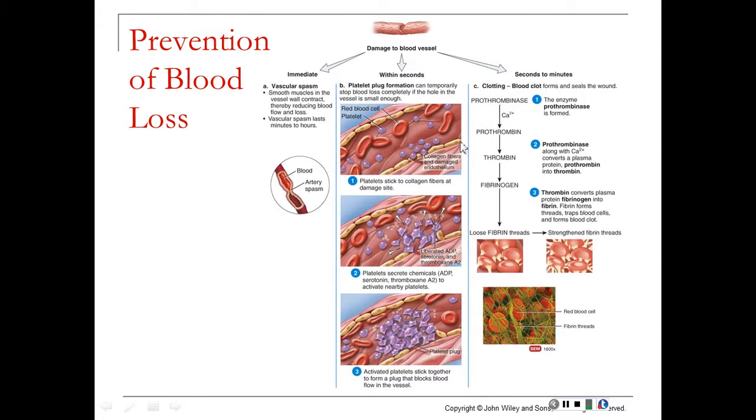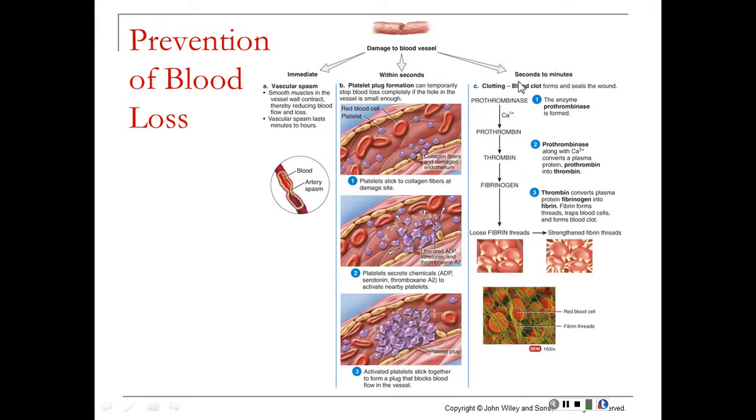So all of those platelets that are scooping by kind of stick to that opening. Those platelets secrete special chemicals to activate other platelets, and those activated platelets stick together, blocking blood flow in that vessel. Then the last step is the clotting and forming a blood clot.